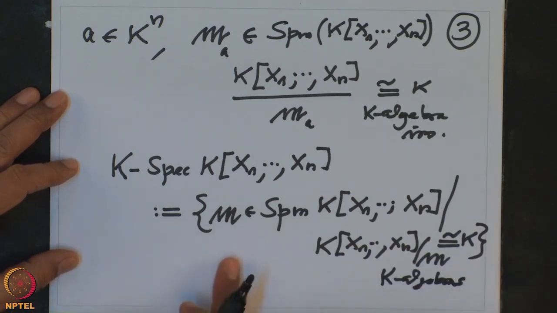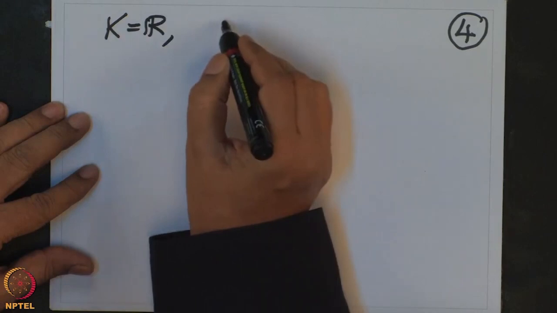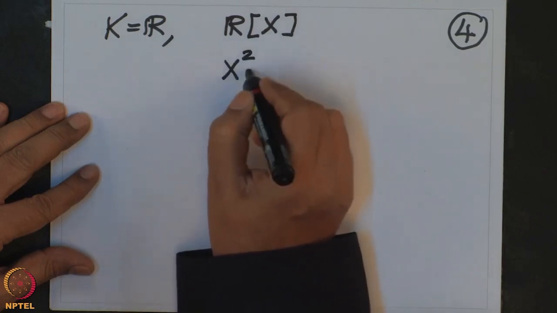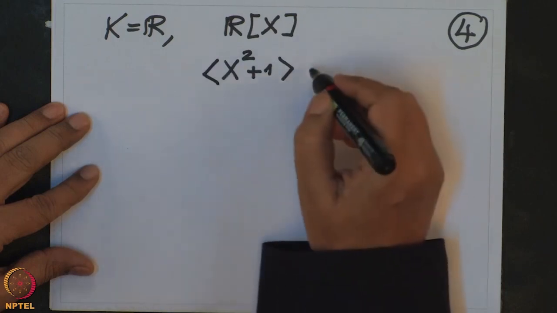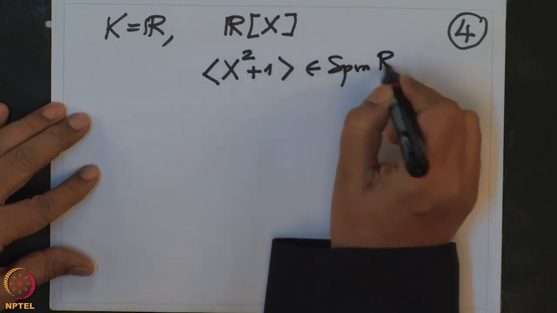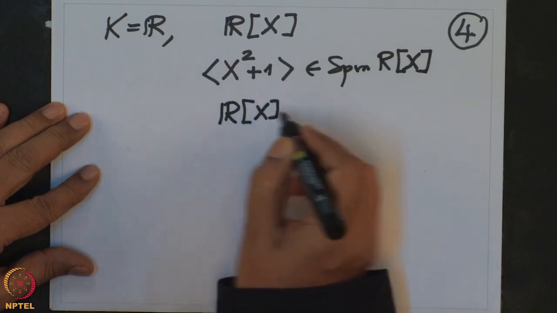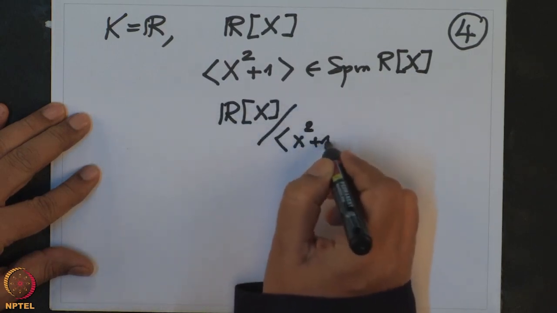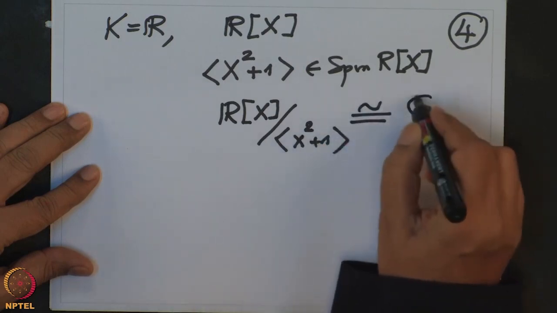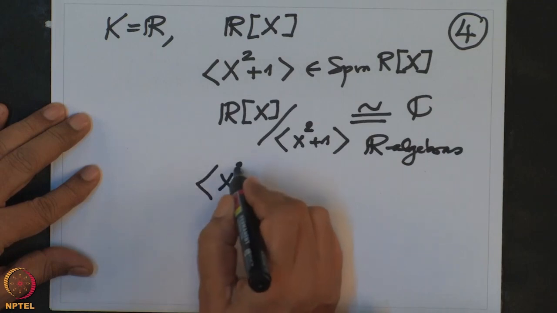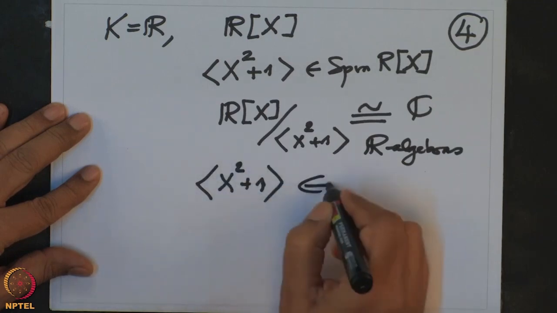Note that not every maximal ideal belongs here. Just one example: suppose you take k equal to R and the one variable case, R[x]. The ideal generated by x squared plus 1 is a maximal ideal, in Spm of R[x]. But when you go modulo x squared plus 1, I don't get the real numbers, but this is isomorphic to the complex numbers as R-algebras. So this shows that this maximal ideal x squared plus 1 is not in the R-spectrum.